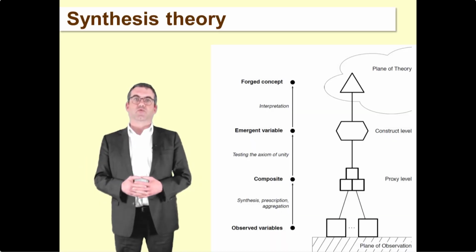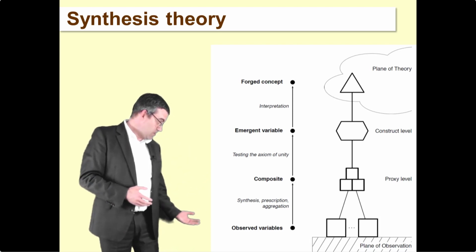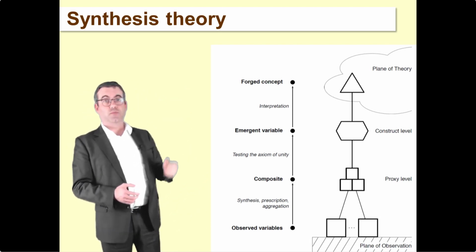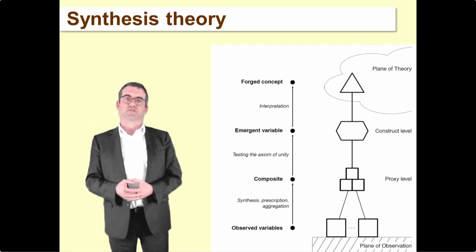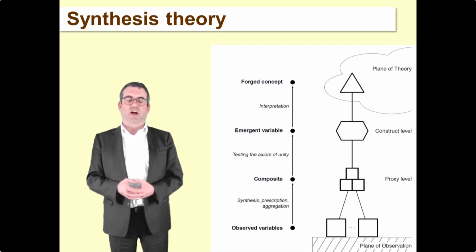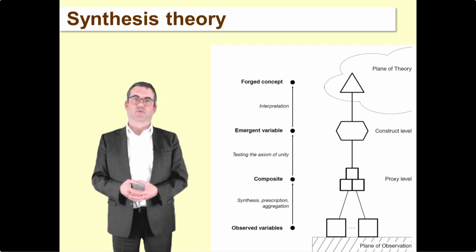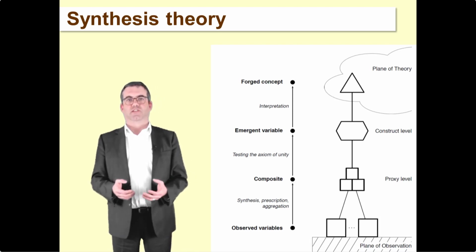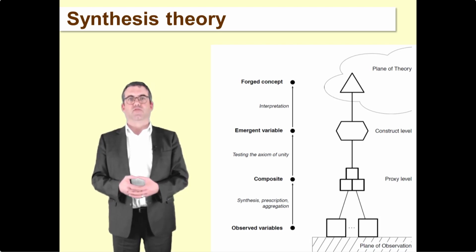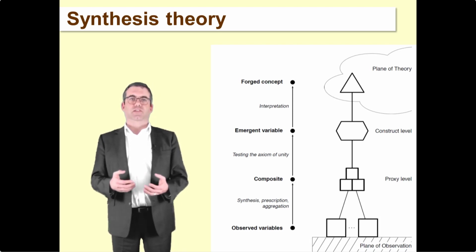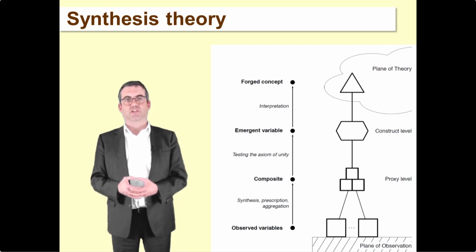Synthesis theory bridges the gap between the observed variables and the forged or formed concepts. Synthesis theory also makes use of 3 steps for this endeavor. Firstly, there is a prescription of how to combine the more elementary components into composites. These composites will then be elevated to an emergent variable if the axiom of unity applies. And these emergent variables are then interpreted as the formed or forged concept of interest.